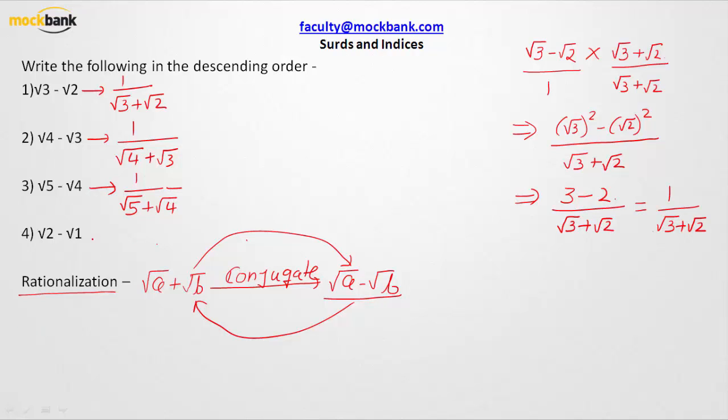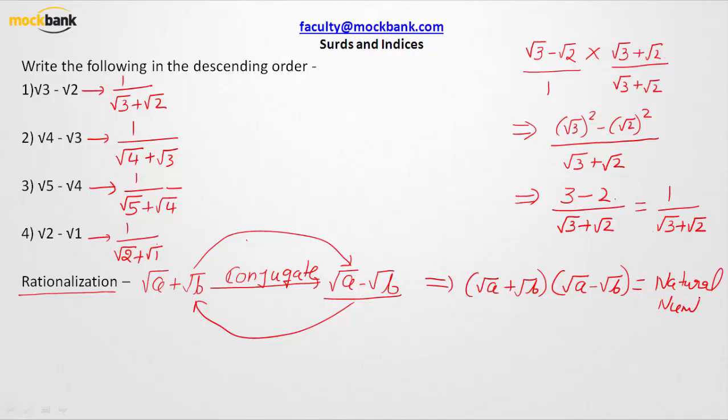Inverse of its conjugate. If this is given to us, this will become square root of 2 plus square root of 1. And actually what happens is, whenever we come across such a scenario where we are given root a plus root b times root a negative root b, that this is nothing but a natural number. This is nothing but a natural number. In our case what is happening is, since the difference is only 1, 4 negative 3 is 1, 5 negative 4 is 1, 2 negative 1 is 1, we get this to be 1 over these values.